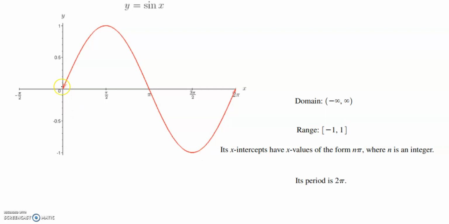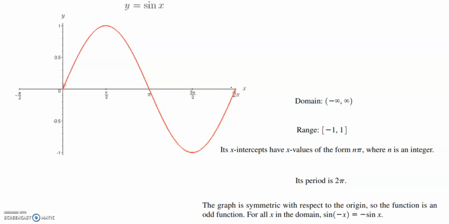Also, this graph has a period of 2 pi, so from 0 to 2 pi is where it completes one rotation. If you go further, again, it's just going to keep repeating what happens. So 0 to 2 pi is the period in which it does something unique before it starts to repeat the same thing again.